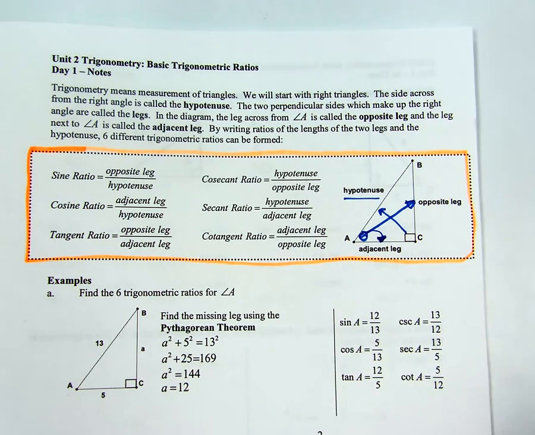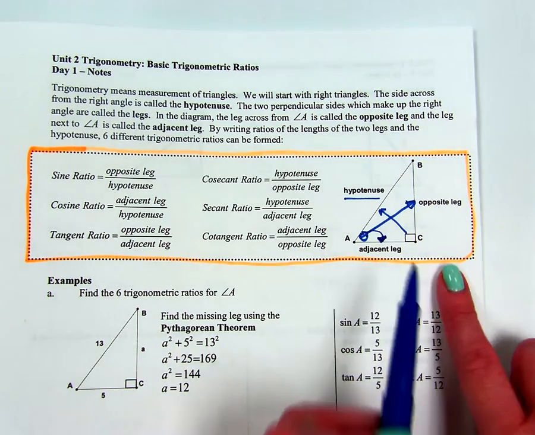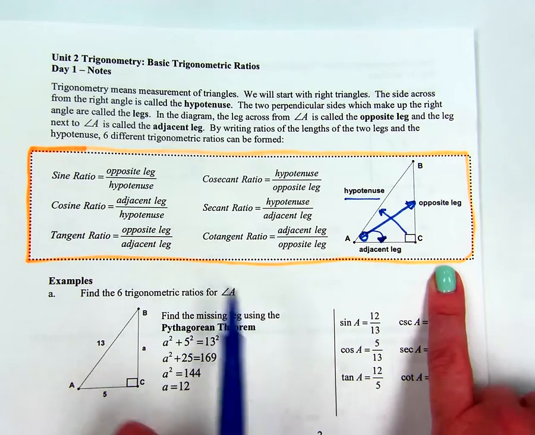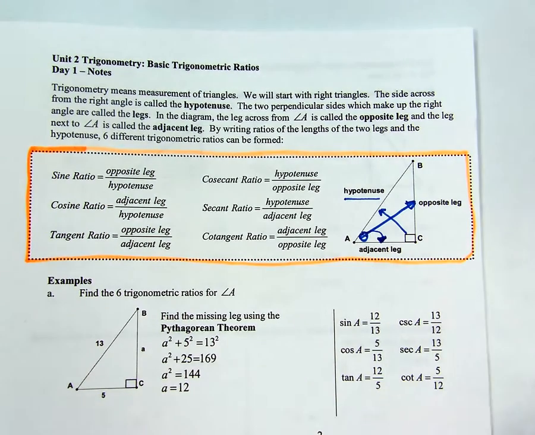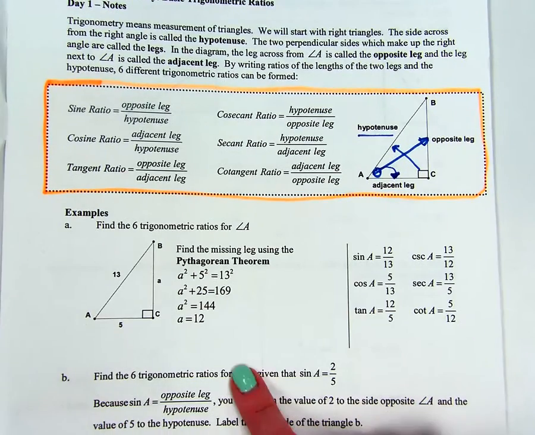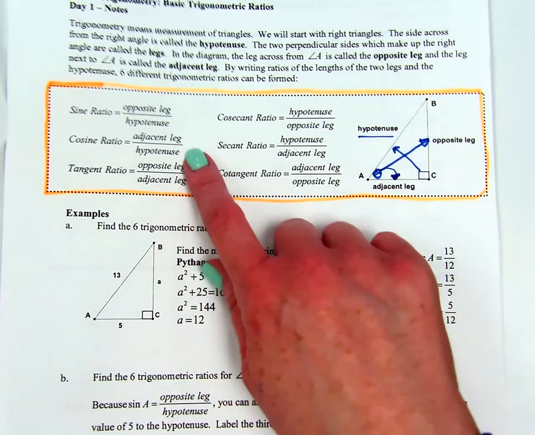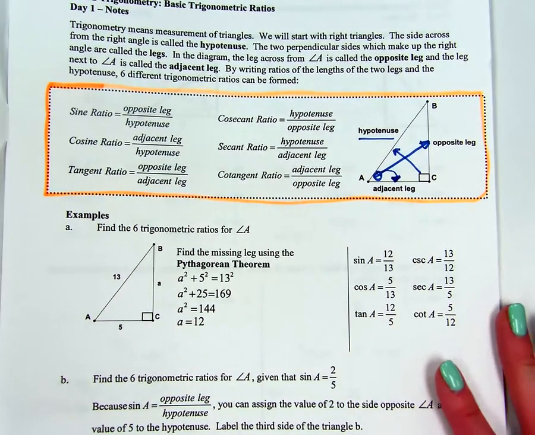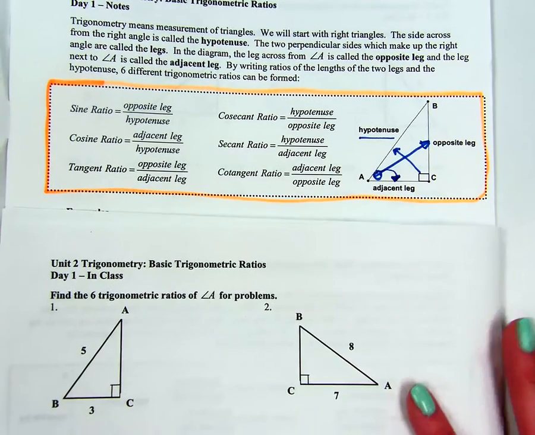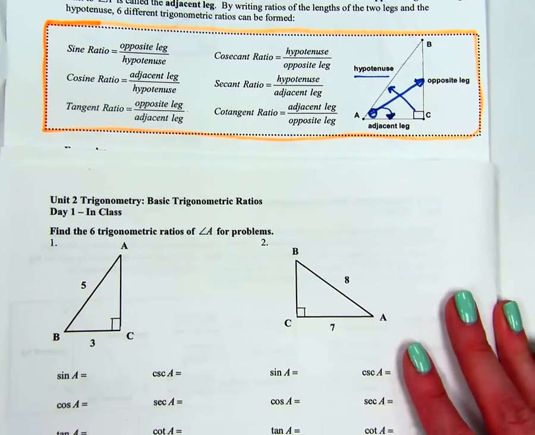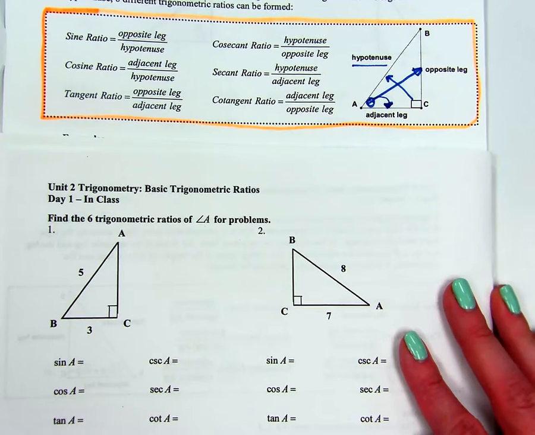We're going to go through, label all of our triangles, and then use these ratios over here to fill in our answers. You guys can take a look at the example problems right now if you'd like. Otherwise, we're going to dive into examples, and I'm going to leave this box at the top so you guys can see that. Right now we're looking at the first two problems.